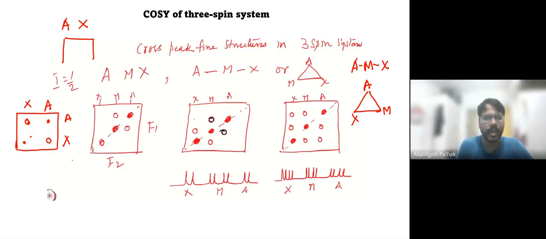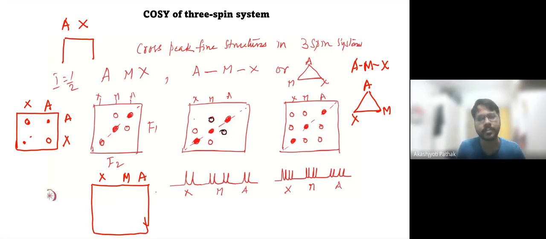If you draw the 2D COSY spectra of a linearly coupled AMX spin system, this is your A, this is M, this is X. So here also you will have A, M, and X. First of all, you will get the diagonal peaks, in the sense that A is coupled to A, M is coupled to M, X is coupled to X. Now A is also coupled to M, right? So you will have a cross peak over here. Similarly, if you look at this axis, M is coupled to A, so you will also have a cross peak here.